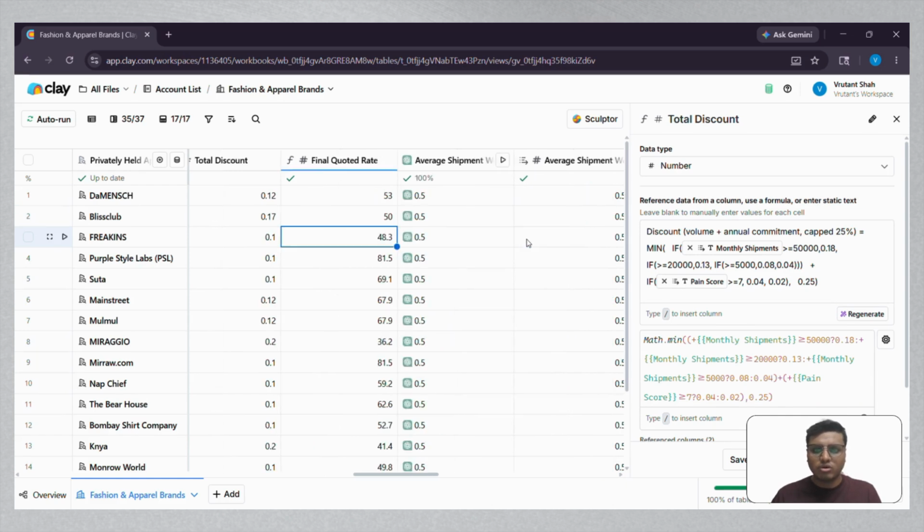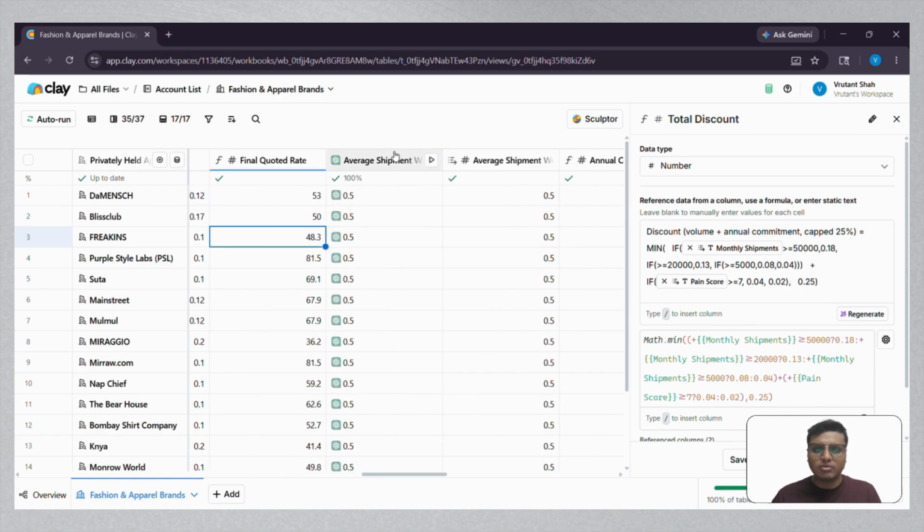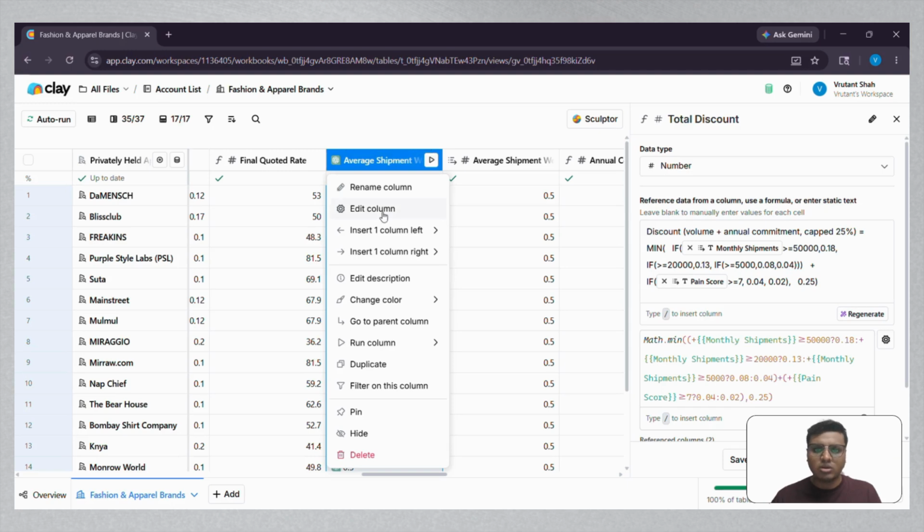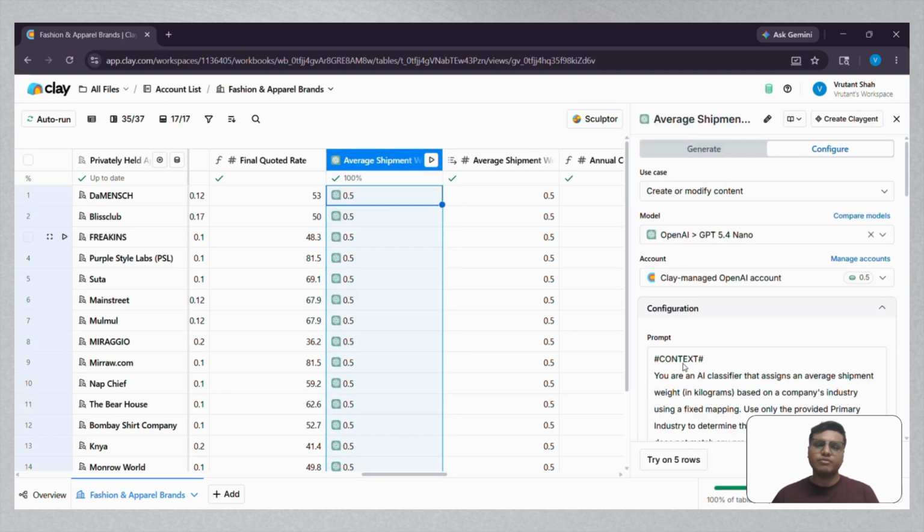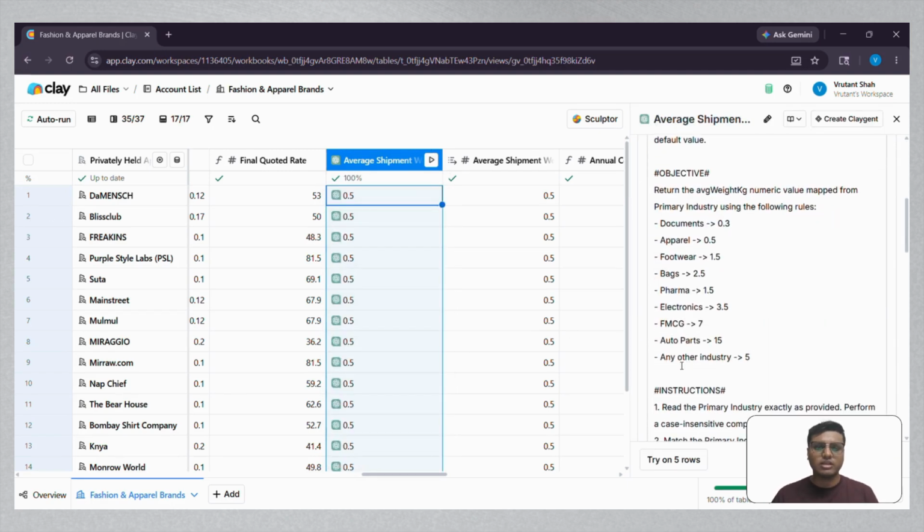Now, moving on, we are also calculating the average shipment weight. There are two ways to do this. One is if you are aware, or if you get into a meeting with any client and they directly tell you that their average weight is around a certain figure, then you can input that.